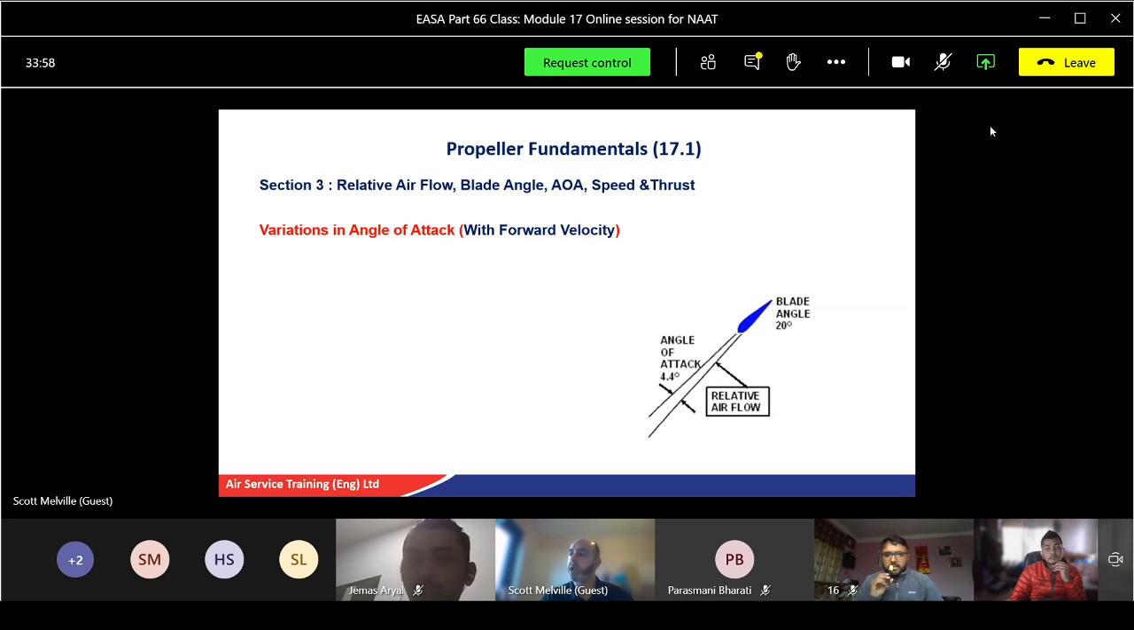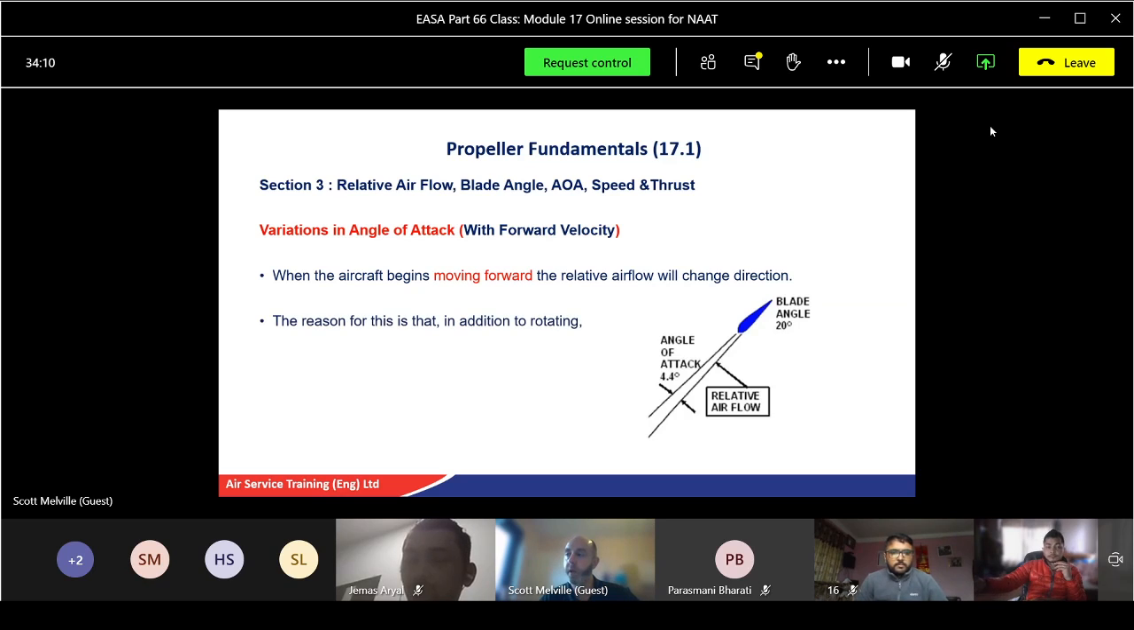So there again, there's us with the forward velocity. The aircraft's moving. We've got a small angle of attack. As I said, the aircraft begins to move forward, so the relative airflow will change direction. In other words, it'll try and catch up with the blade. In addition to rotating, the propeller is also moving forward, because the aircraft's moving forward.